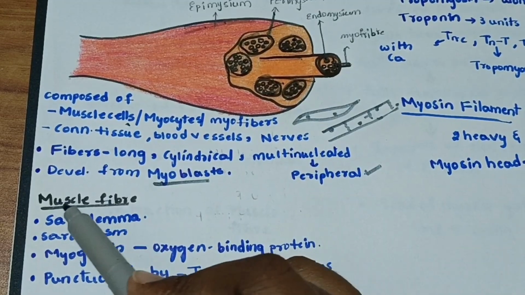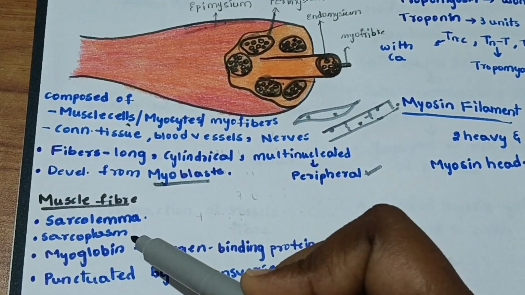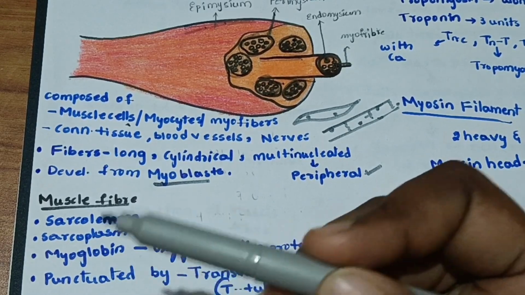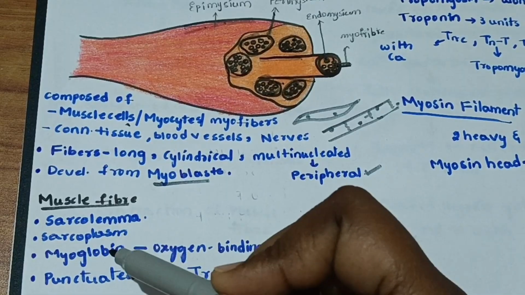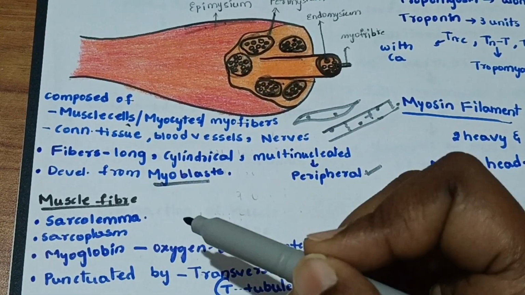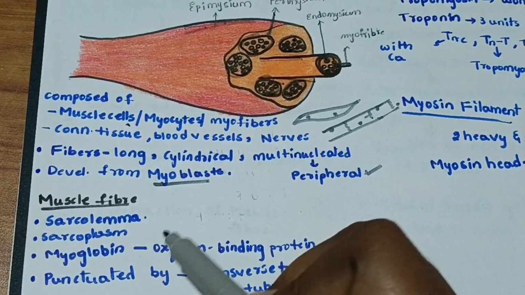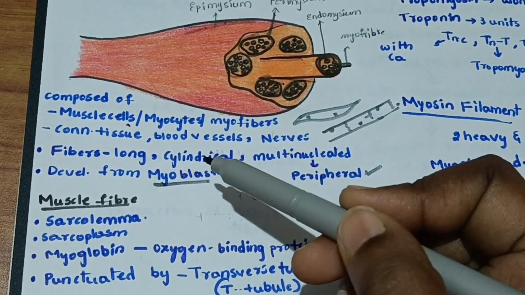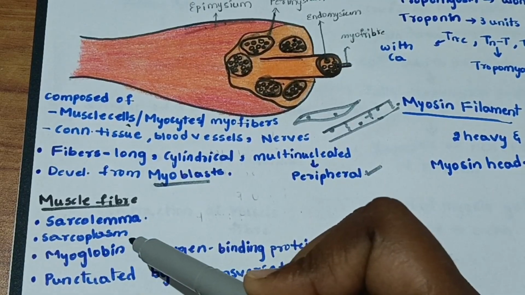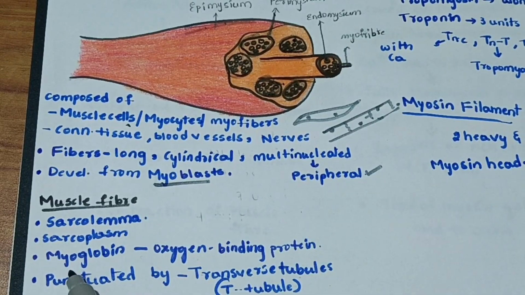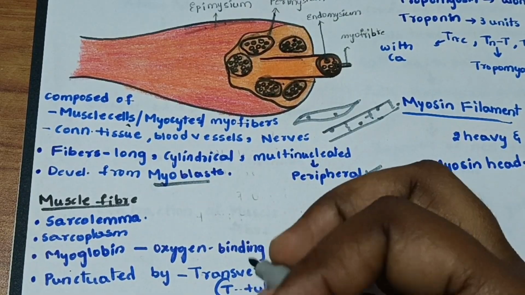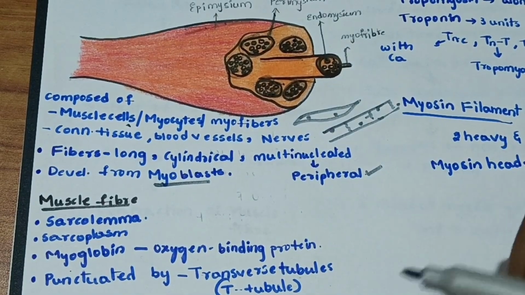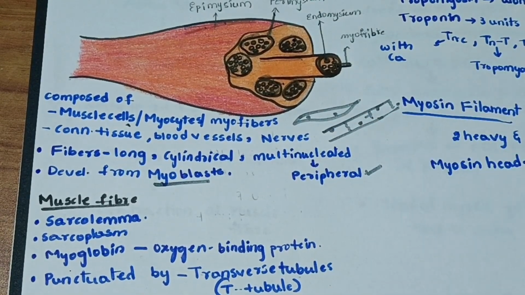Here we go. The muscle fiber is covered by sarcolemma. Sarcolemma represents the plasma membrane, and sarcoplasm represents the cytoplasm. Myoglobin is a protein that is abundantly present in the muscle. Myoglobin is an oxygen binding protein abundantly present in the muscle.